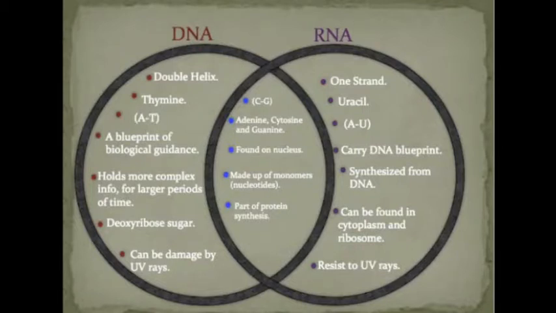There are many differences between DNA and RNA. For example, DNA is a double helix and RNA is single-stranded. There's also thymine in DNA, and RNA has uracil instead. And also, DNA is a blueprint of biological guidance, while RNA only carries that blueprint.